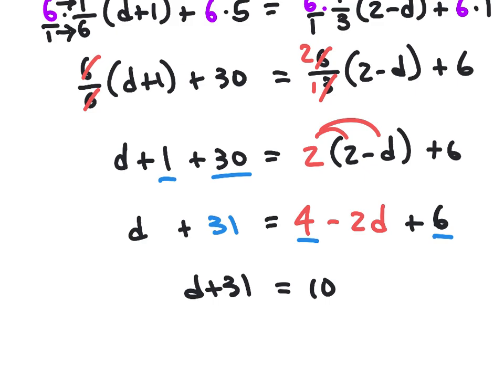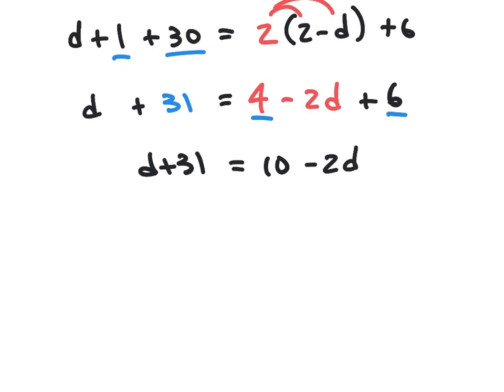And then I'm going to drop down my negative 2d. So now we're at that point where we've got variables on both sides and numbers, okay? And we're at the point where we can start moving things around. So what I'm going to do, either way we're going to result in a negative number here.